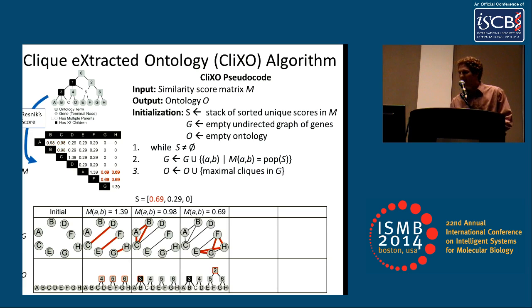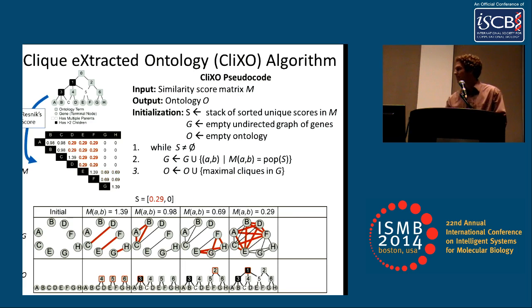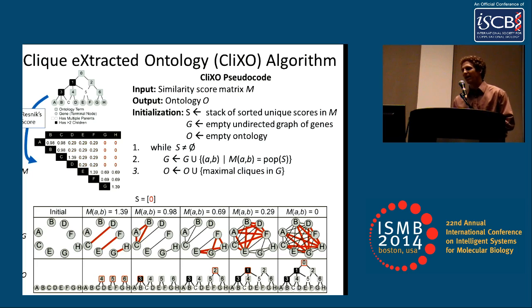Now just stepping through quickly, you can see the hierarchy starts to build here. Once we add the edges at 0.69, we create this new maximal clique between E, F, G, H, which combines the previous terms 5 and 6. And next step, we start combining multiples of the terms, building an even richer hierarchy. And finally, once all the edges are added to the graph, we get to the root. And you can see we're perfectly reconstructing this ontology down here.